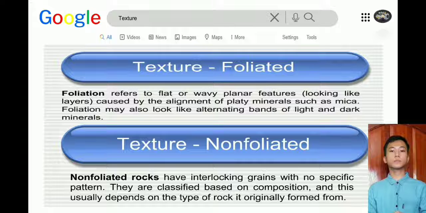The second rock texture is non-foliated. Non-foliated rocks have interlocking grains with no specific pattern. They are classified based on composition, and this usually depends on the type of rock it originally formed from.